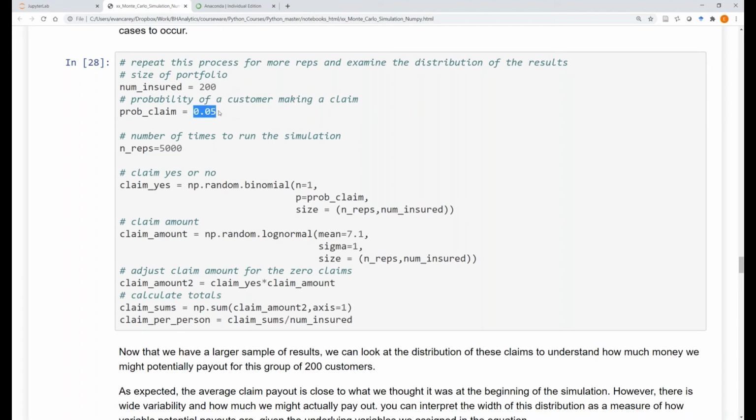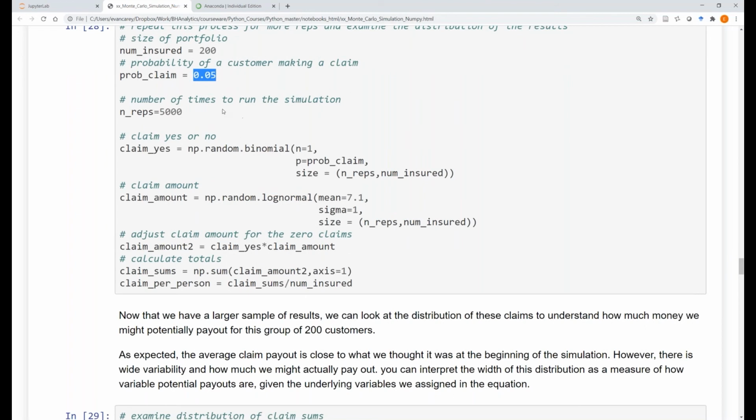And there's really no end to how many ways in which you could add another level of hierarchy to these sorts of simulations. I'm going to run this 5,000 times. My claim, yes or no, is the first thing I'm going to simulate. So we'll do a binomial distribution under p equal 0.05, that probability of claim.